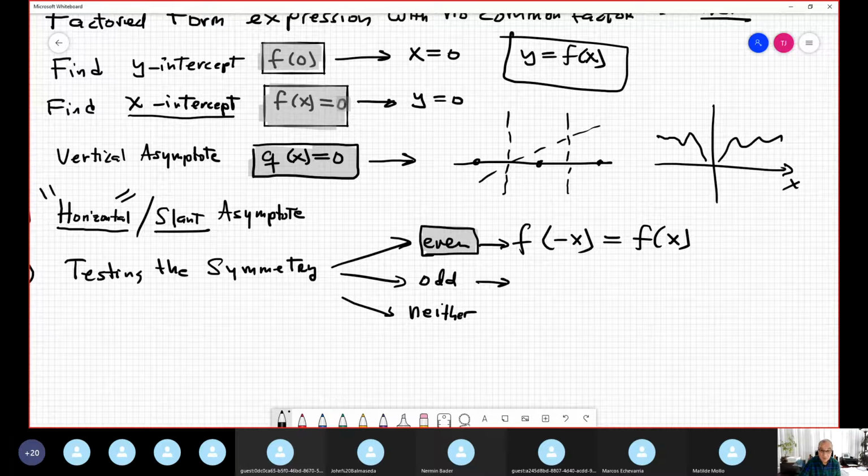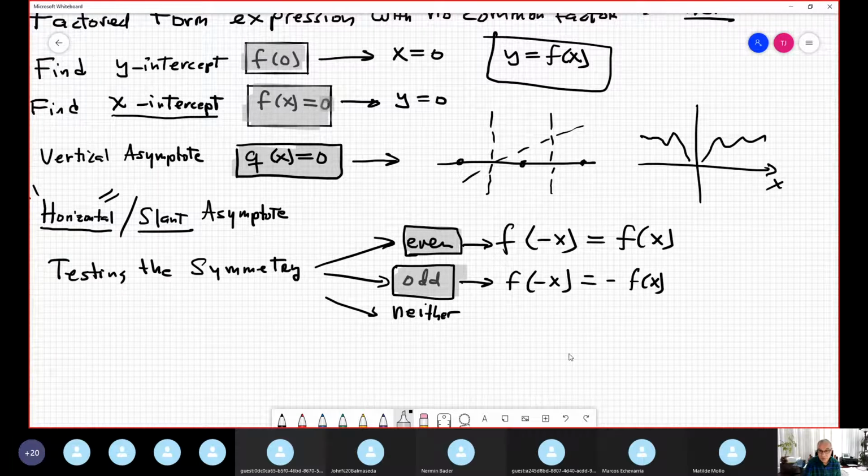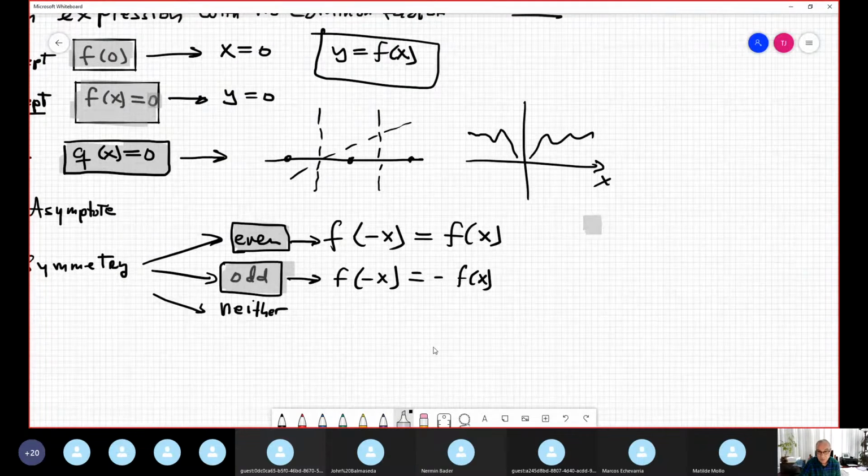Well, another possibility is when you replace x for negative x, it's the opposite sign. This is also good. This is an odd function because I take advantage. Look, this is an odd function. The situation is different, but it's good. You need to analyze only the positive part because I know that the negative part is similar.